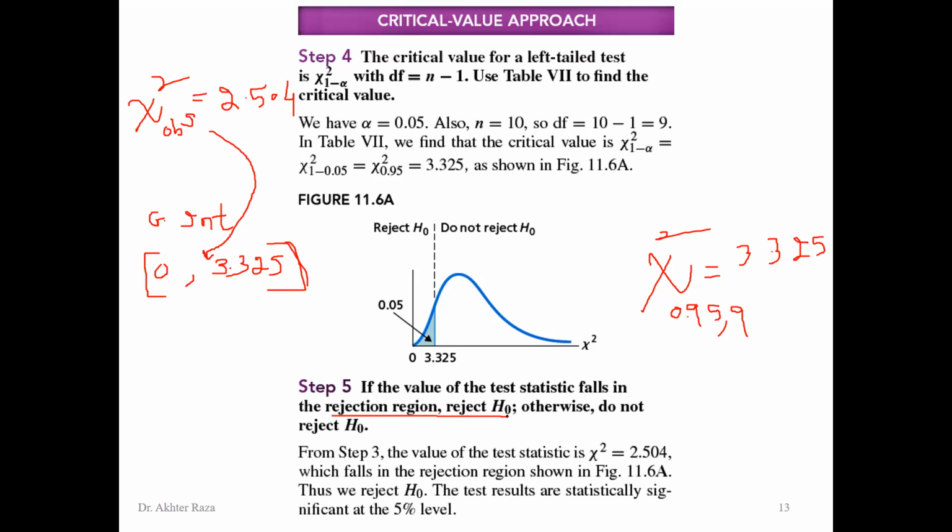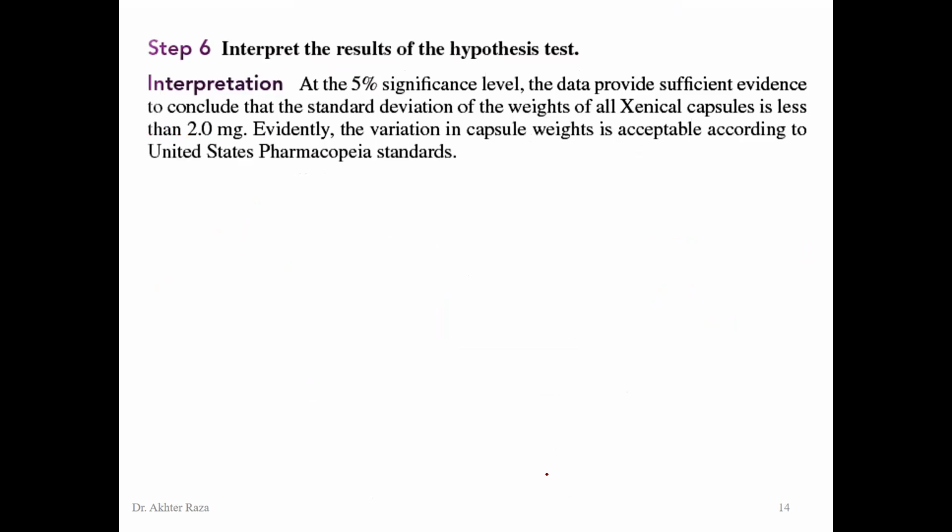Rejection region: reject H naught and conclude that all capsule production weights have a standard deviation which is smaller than 2 milligram. The variation in capsule weight is acceptable according to the US standards.